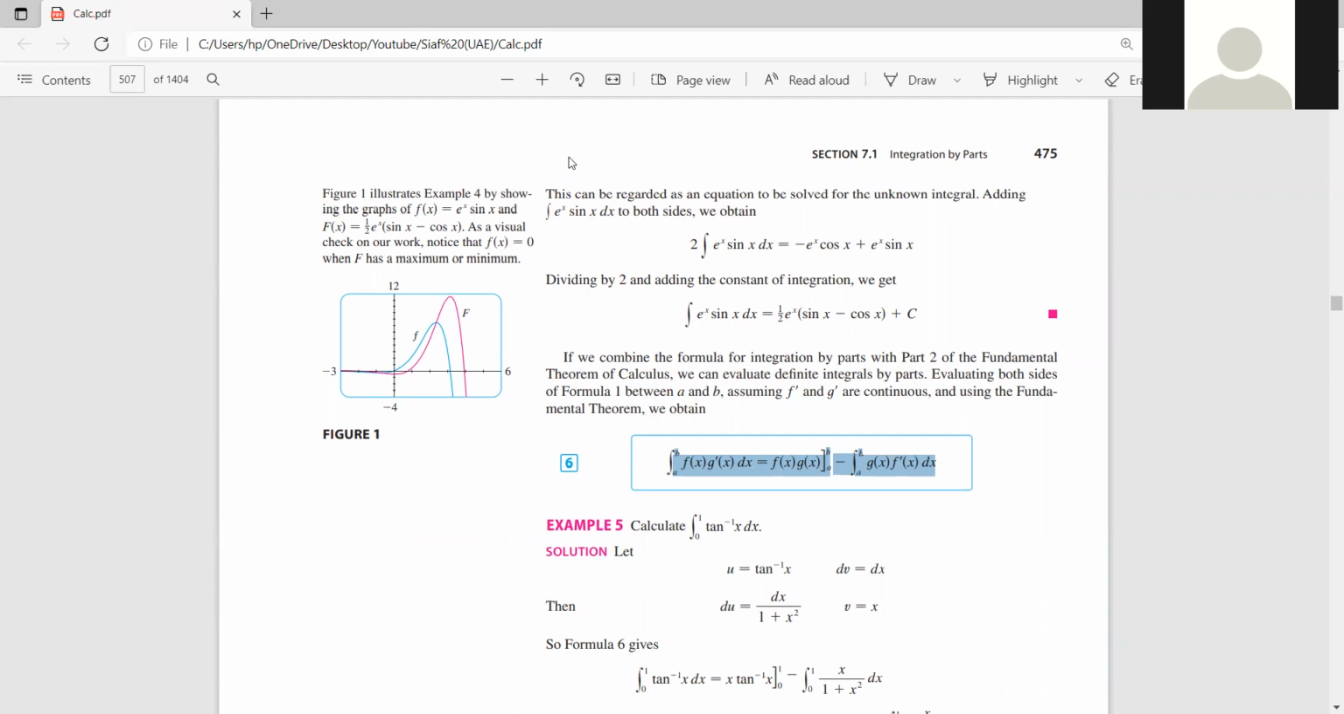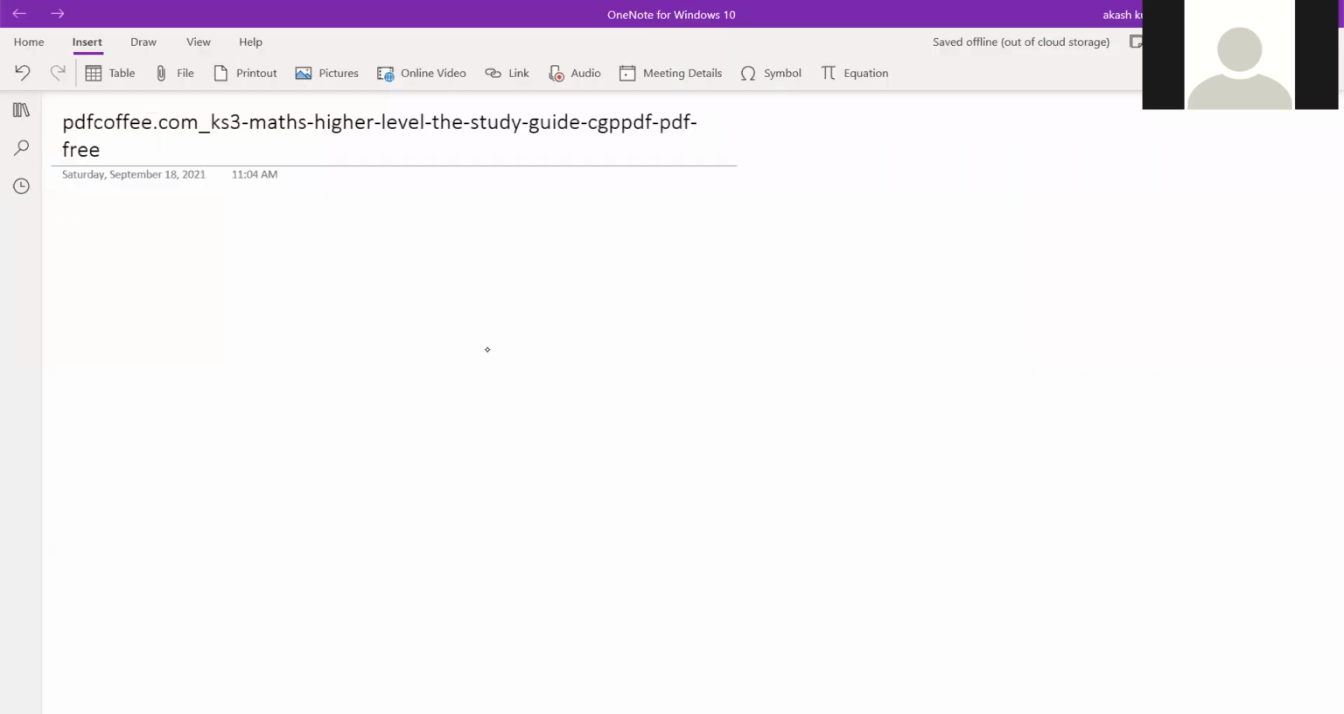Hello. Hello, yes. Okay, let's start. Go ahead. We have to take the integral of tan inverse x, and integrate it from 0 to 1.